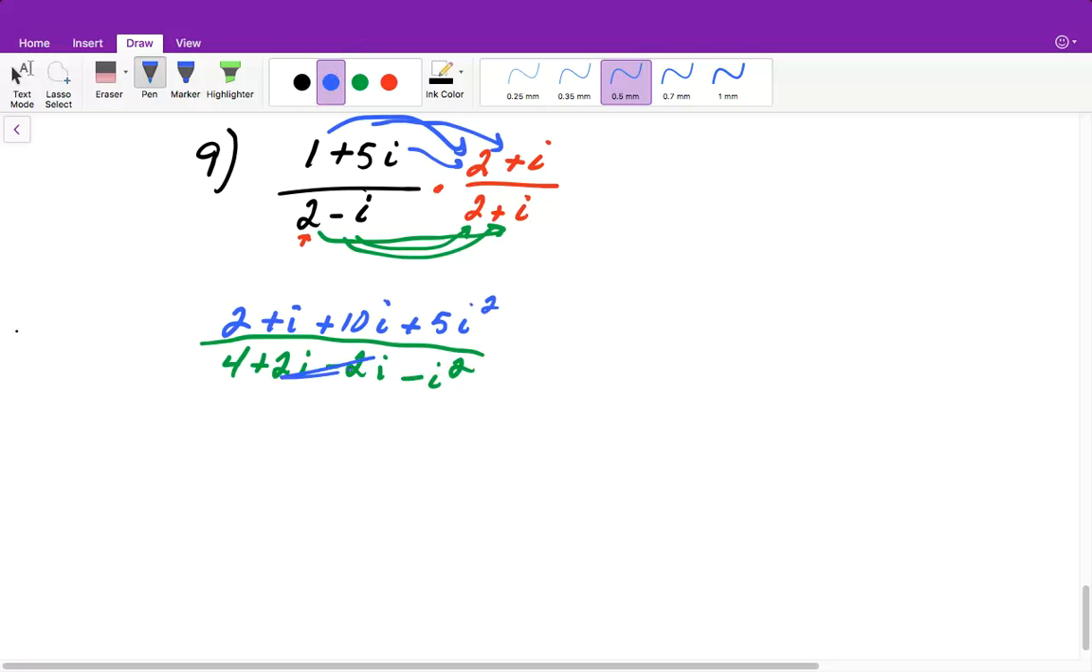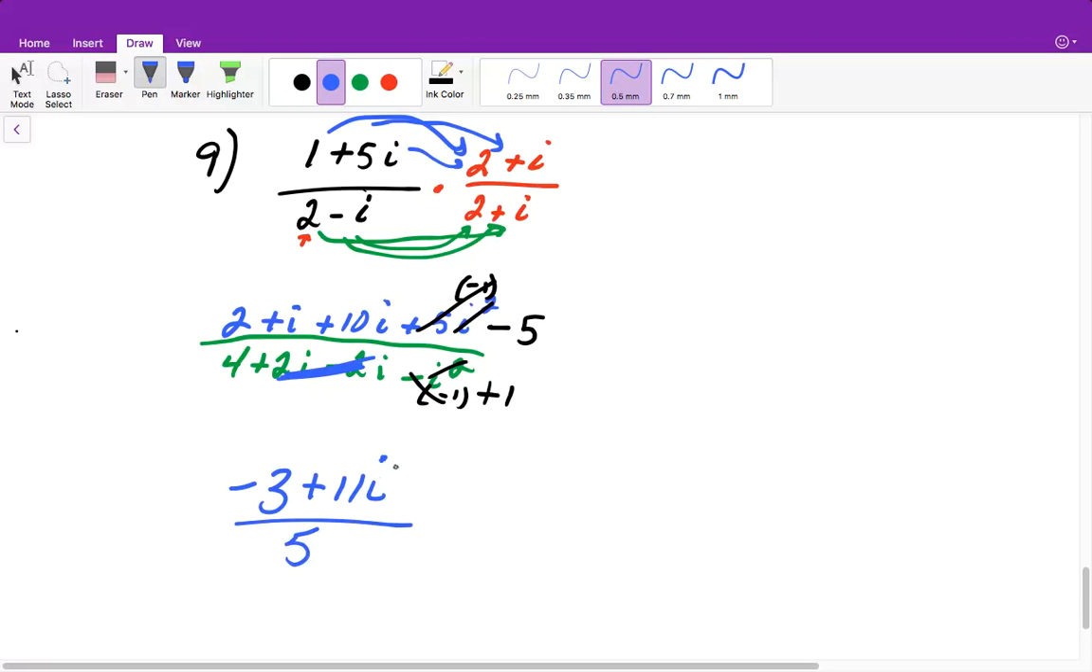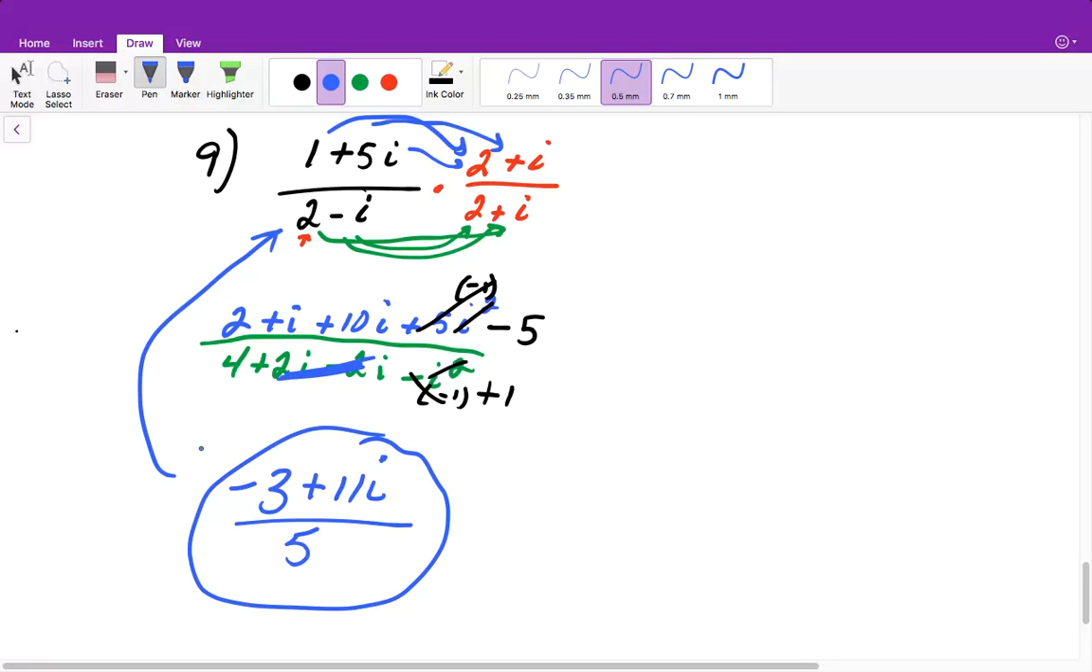It will always, always, always cancel out our outers and our inners, so you don't actually have to do that part. Then i squared we know is equal to negative 1. So this is 5 times negative 1, which is minus 5. This will be equal to negative 1, and since it's minus a negative 1, it's going to be equal to plus 1. So 2 minus 5 will give me negative 3. i plus 10i will give me plus 11i. And 4 plus 1 will give me 5. These are equivalent to each other, but just written in different ways.